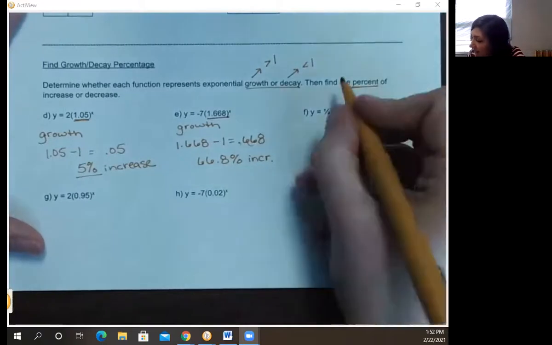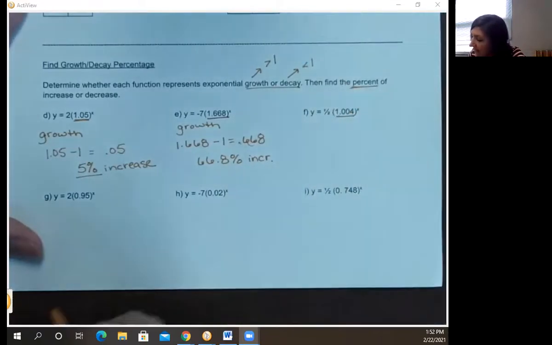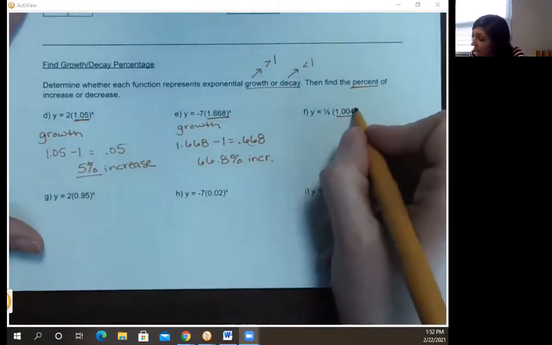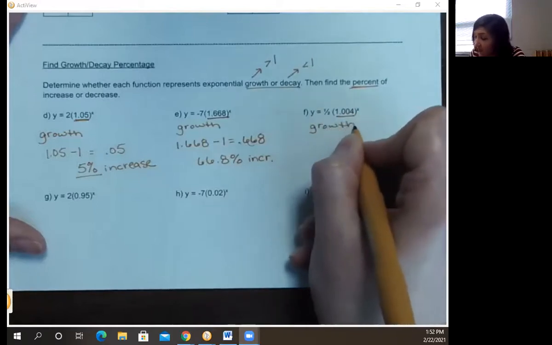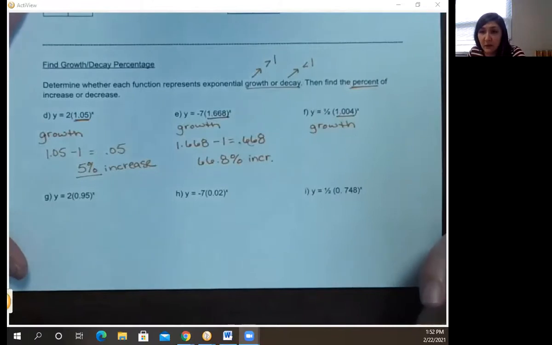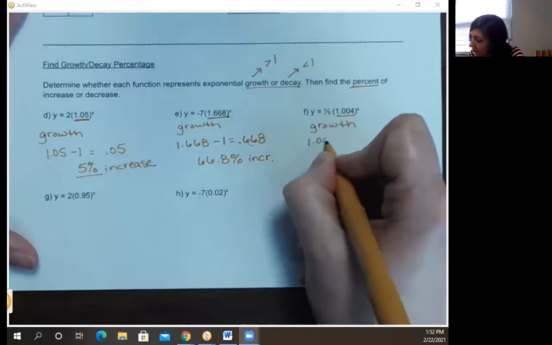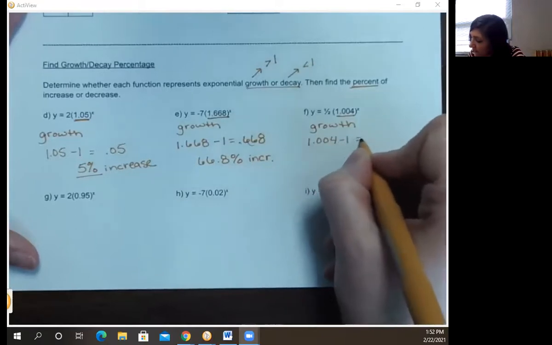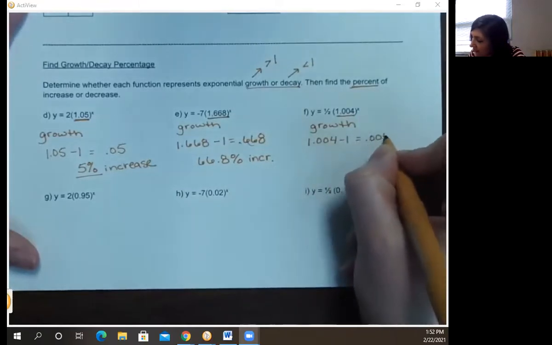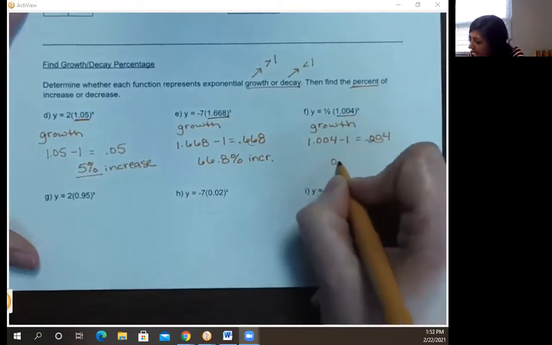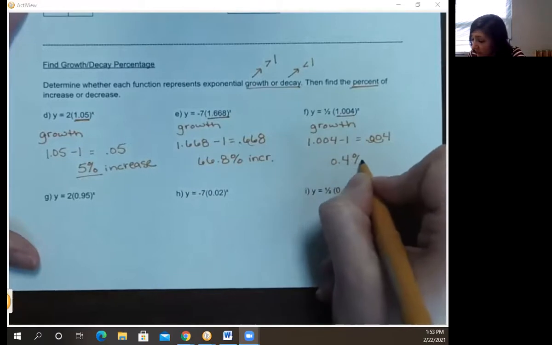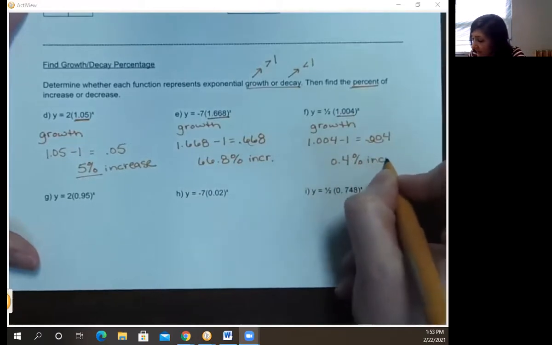For F, same idea. I'm going to look at the base of my exponent. Since this number is bigger than 1, it's growth. Now, it's not a lot bigger than 1, so that means we're not growing very quickly, but it's still bigger than 1, so it's still growth. And then again, I'm going to look at that difference from 1. So this time that difference would be 0.004. Move my decimal 2 places, and I have a 0.4% increase.